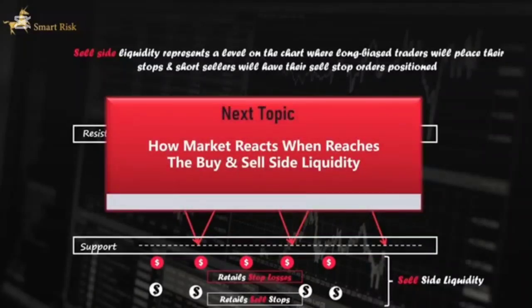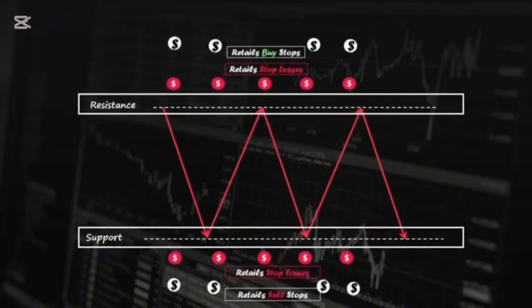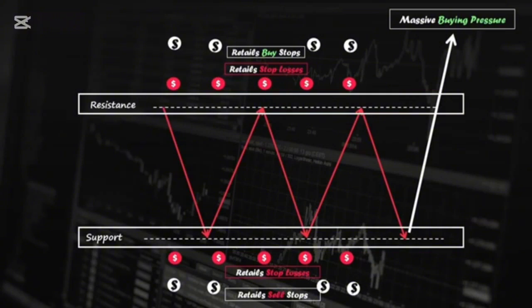Now let's see how the market reacts when it reaches the buy and sell side liquidity. Let's say the price is moving towards equal highs, and retail traders are selling as the price reaches the resistance level, placing their stop losses above it. Now, if the price pushes upward and breaks through the resistance level, it not only triggers the stop losses of retail traders who entered short positions, but also generates massive buying pressure as these short positions are recovered. Additionally, it activates the buy stops of retail traders who are looking to enter long positions after the breakout.